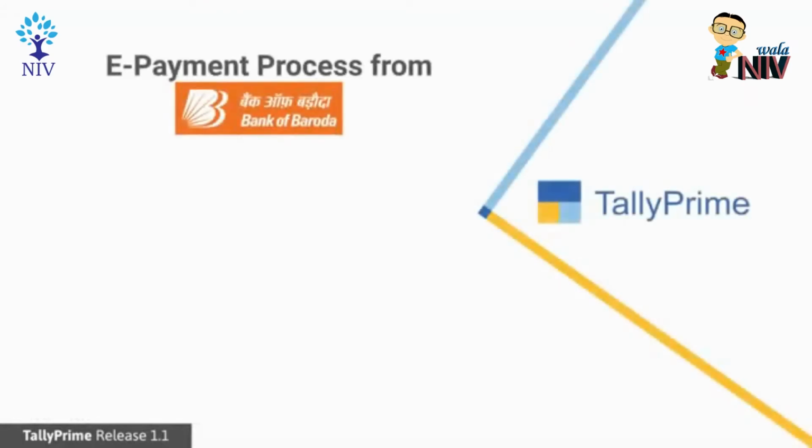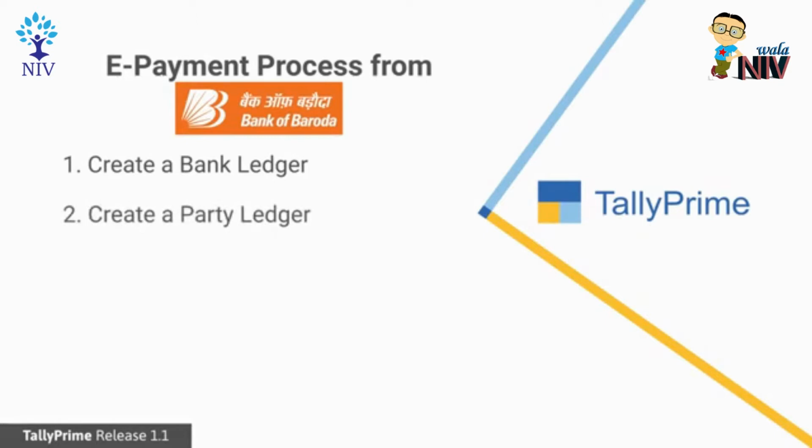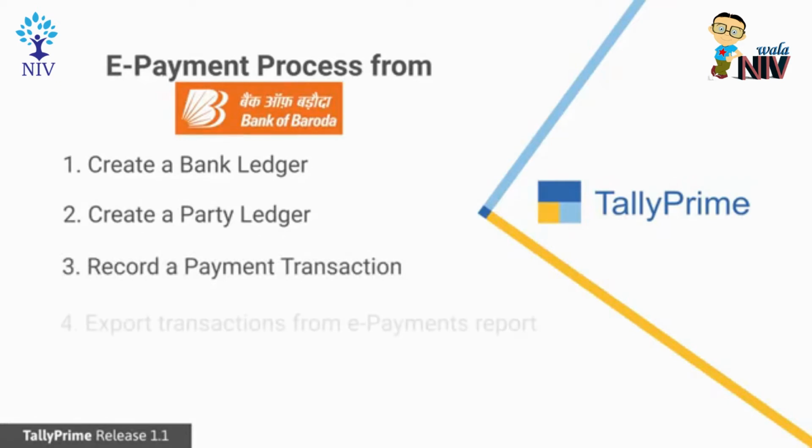Let us have a quick look at the process of e-payments from Bank of Baroda using TallyPrime again. Create a bank ledger with Bank of Baroda, India as the bank. Then create a ledger for the party to whom the payment has to be made. Record the payment transaction to the party by creating a payment voucher.